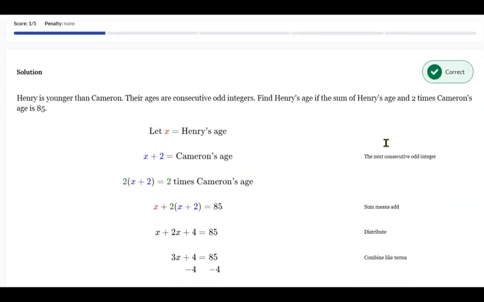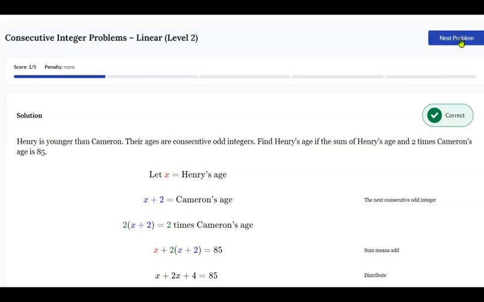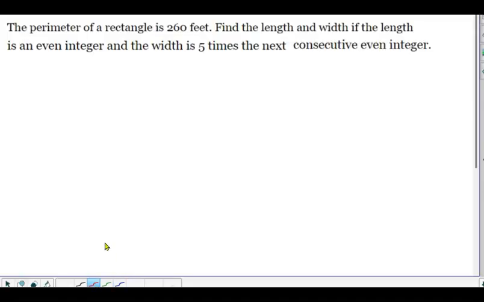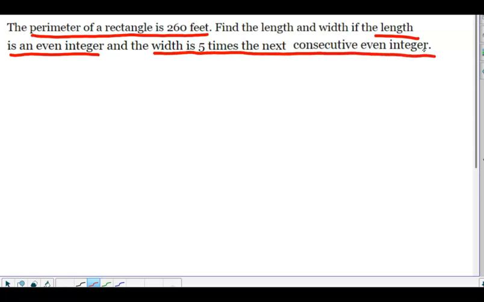Now I see on Delta Math they use x instead of n, but it doesn't matter what variable you use. Let's take a look at the next question. It says the perimeter of a rectangle is 260 feet. Find the length and width if the length is an even integer, and the width is 5 times the next consecutive even integer. Now remember, when you have consecutive even integers, your first one is always x or n, and the next one is always skip counted by 2.